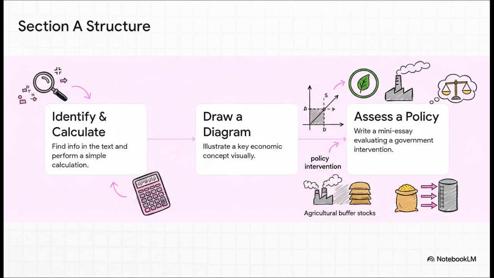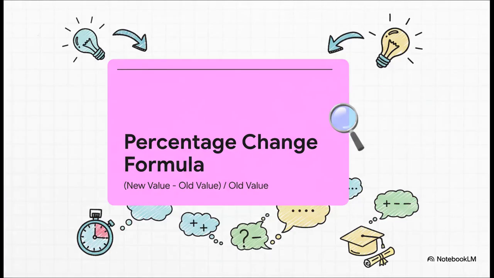Based on the latest trends, I'd bet on a case study about government intervention, something like environmental subsidies for green energy, or maybe buffer stocks for food prices. For that first calculation part, this formula is your absolute best friend. Percentage change is always the new value minus the old value, all divided by the old value. It's simple, I know, but you'd be surprised how easy it is to blank on this stuff under pressure. Don't let these easy marks get away from you.